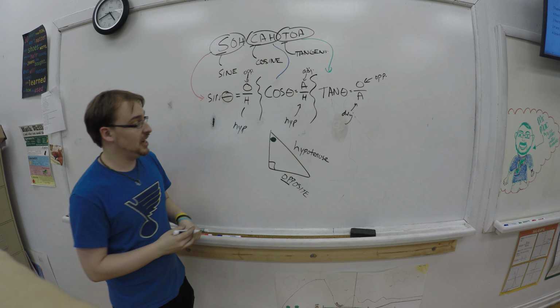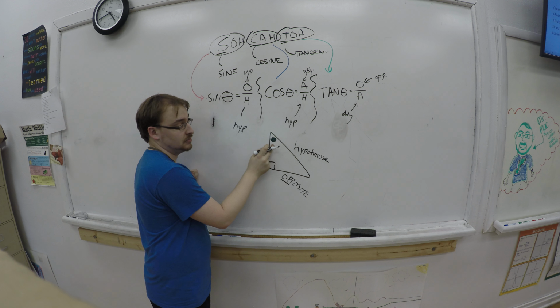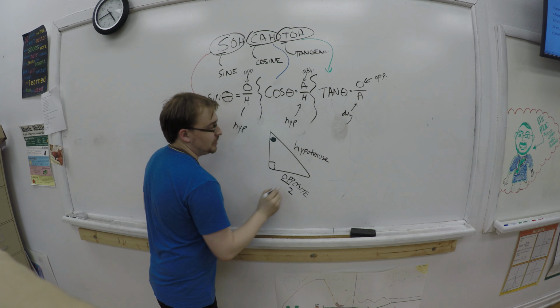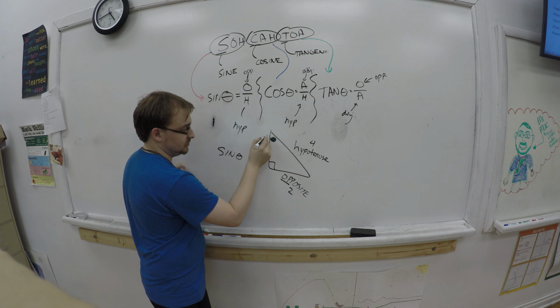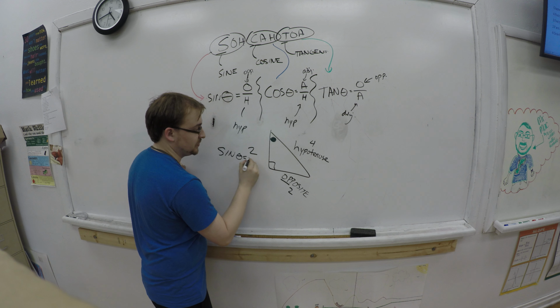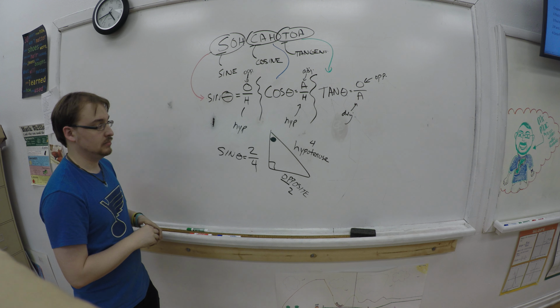So now we can take the sine of this angle, theta. That would be the opposite side over the hypotenuse. So if my opposite is 2 and my hypotenuse is 4, the sine of theta is the opposite over the hypotenuse, so it's equal to 2 over 4. Cool. That's fun.